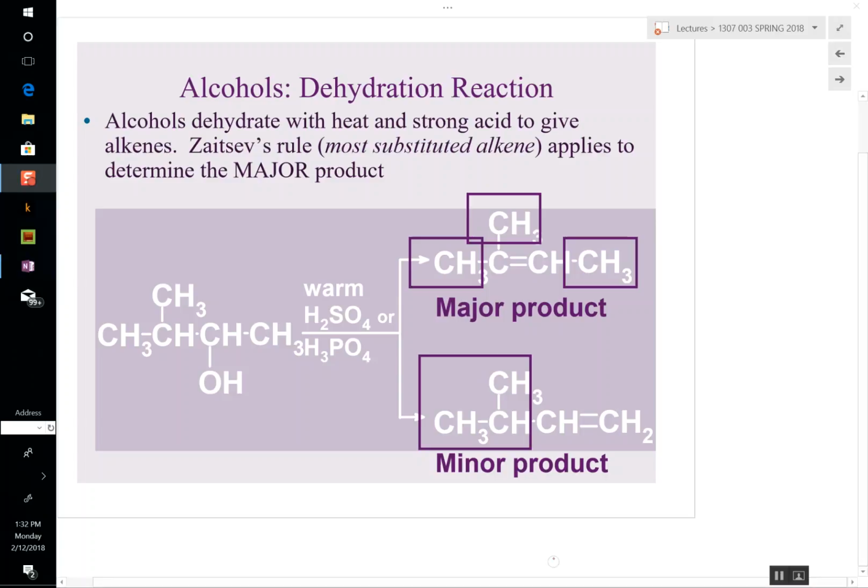But the only carbon attached is 1. They got the box around this whole thing, but there's only 1 carbon directly attached to these 2 carbons. That's the minor product. Whereas if this leaves with that hydrogen, you get a double bond right there. Right where the OH and that hydrogen were, you get a double bond. And what do you have? You got 1, 2, 3 carbons around that double bond, making that the major product.